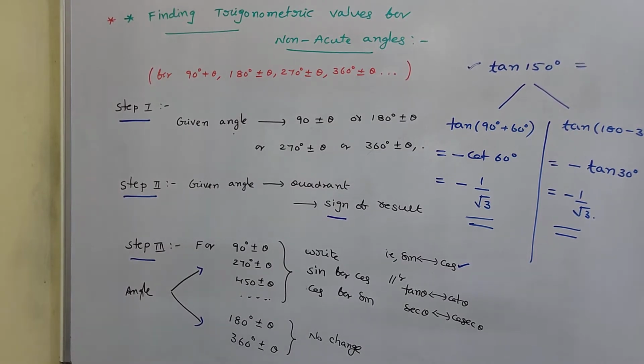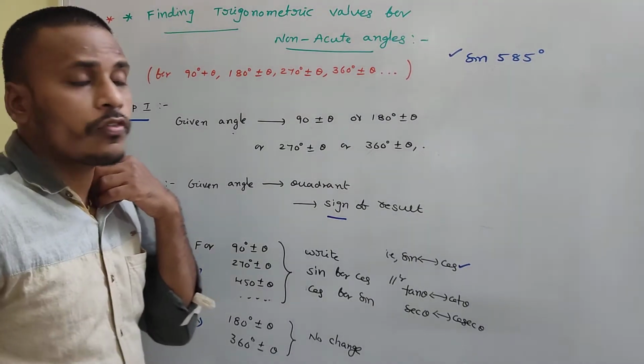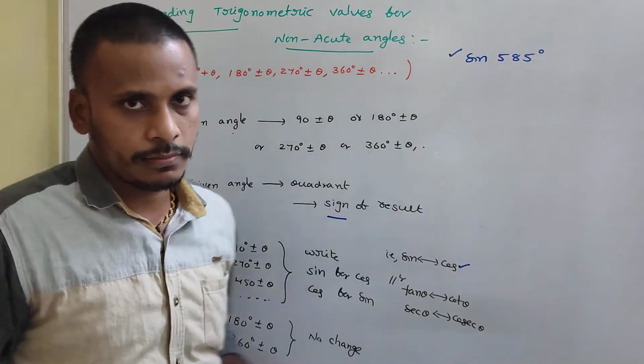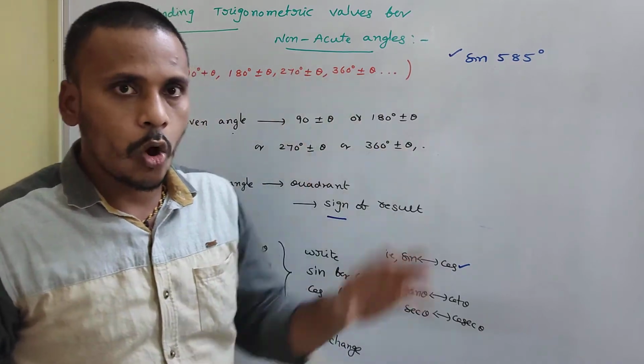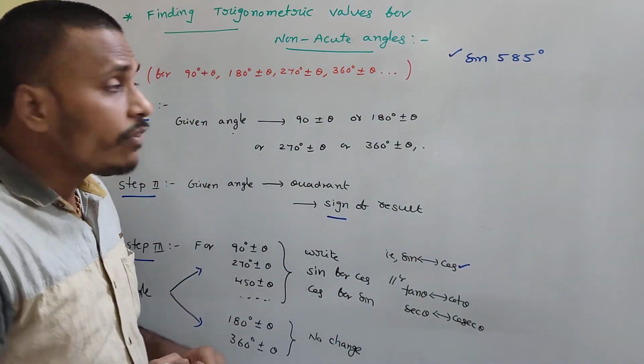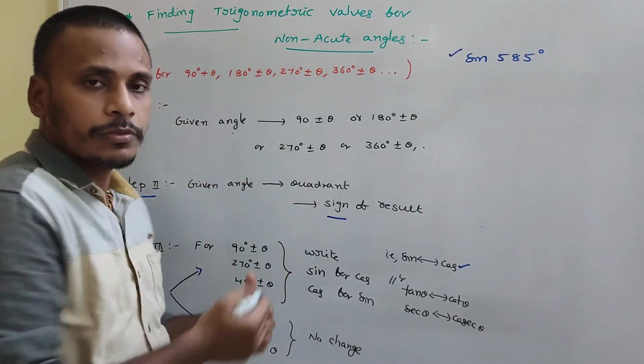So we have two choices, either that way or this way we can answer. Now, let us try to find the value of sine 585 degrees. My target is to find the value of sine of 585 degrees.